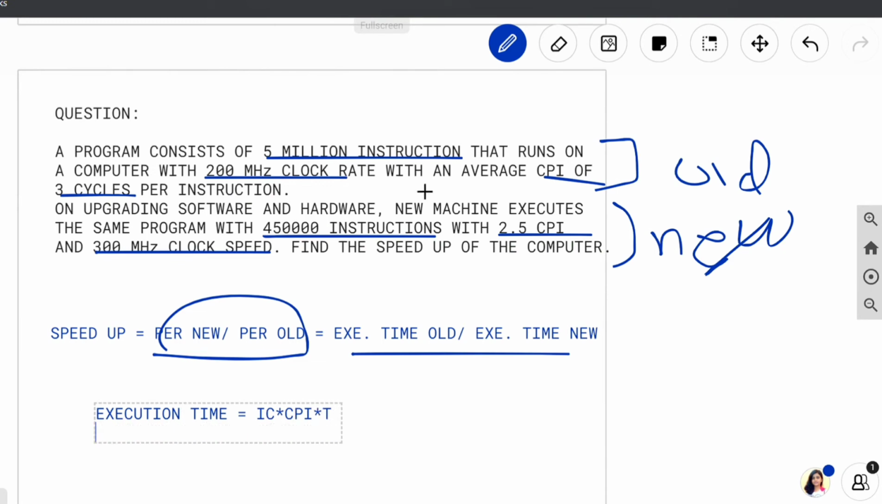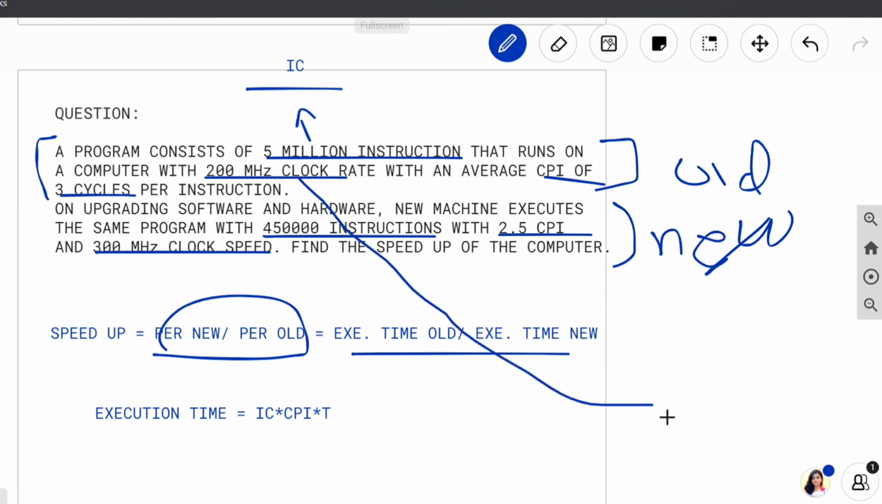Here, considering the old machine, IC is the total number of instructions in a command or task. We have 5 million instructions, so our IC will be 5 million. And 200 megahertz clock rate is the frequency, so we need the time. Time will be 1 upon frequency. So T is equal to 1 divided by frequency, which is 1 divided by 200 megahertz.